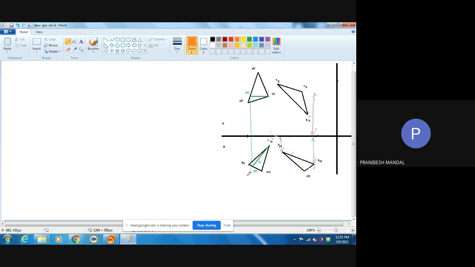I have to take a line perpendicular to this and that's all. So this is a line perpendicular to that particular line.